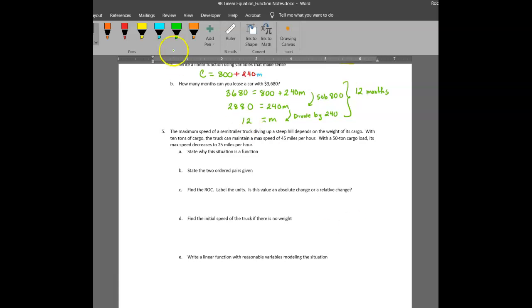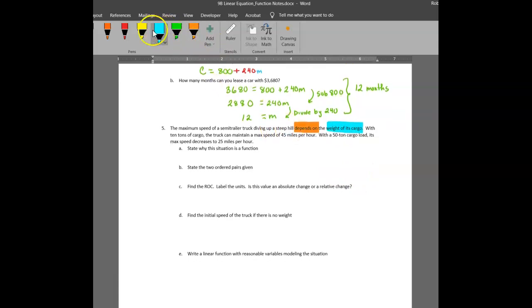All right, so we have this depends on, so that is going to tell us that the weight is driving the speed. So the speed, in this case the max speed, is dependent on the weight. So we know that the weight is our input and our speed is our output. All right, so with 10 tons of cargo, the truck can maintain a max speed of 45 miles per hour. With 50 tons of cargo, its max speed decreases and can only go 25 miles per hour.